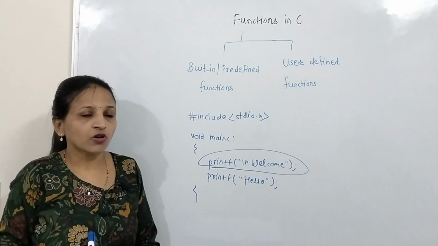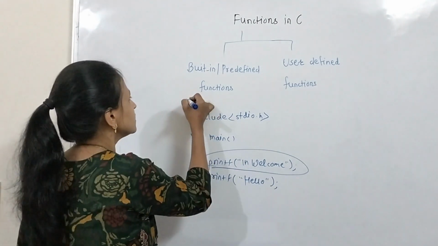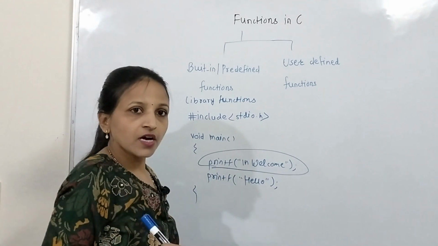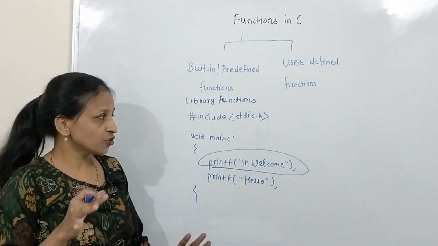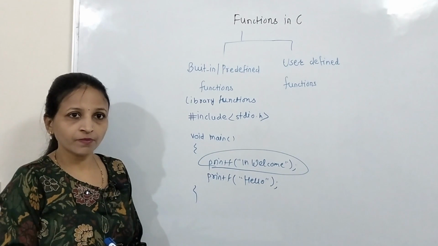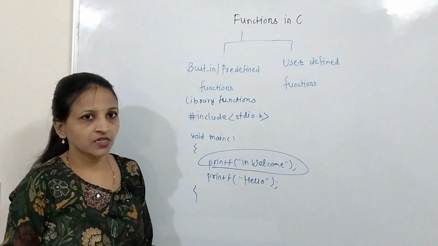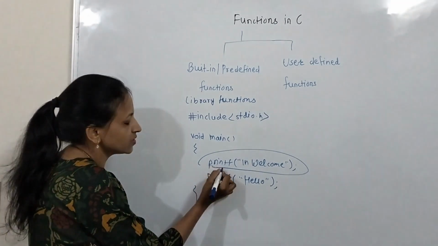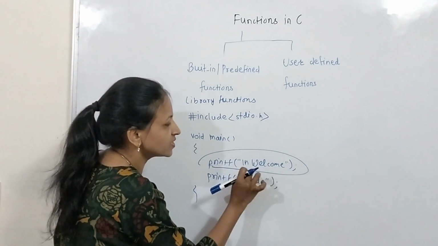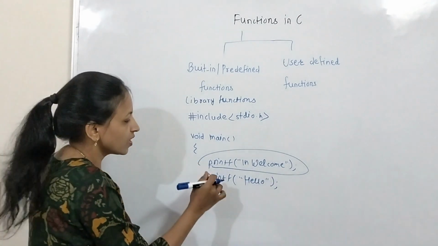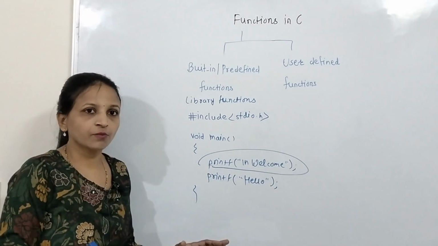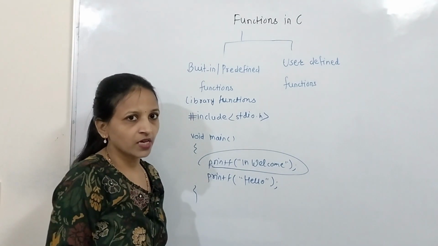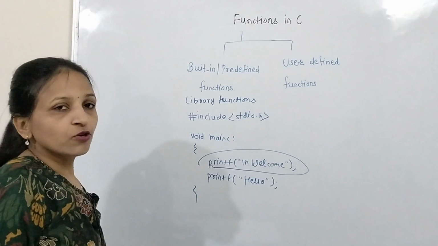Built-in functions or predefined functions are also called library functions. These are already defined by the language and we can use them in our program directly without defining them. In this way I am calling the printf function here. See, printf, and in round brackets I am passing one argument. Again I am calling printf a second time. We can call it anywhere, any number of times. This is nothing but a built-in or predefined function.